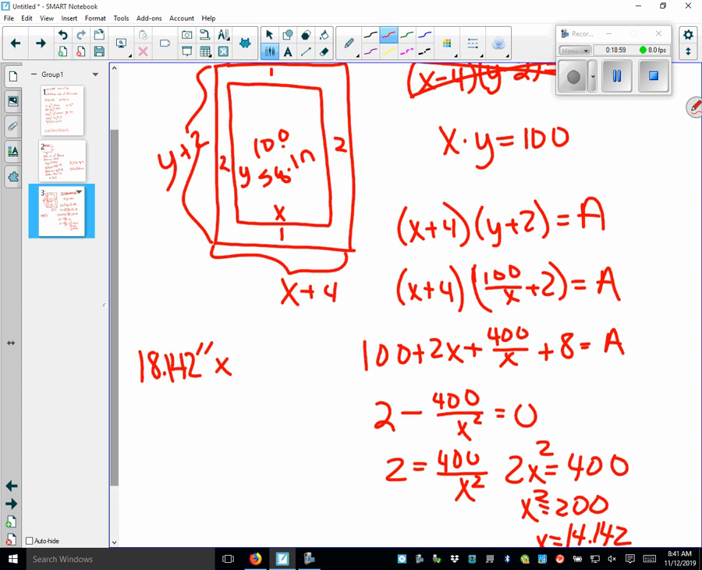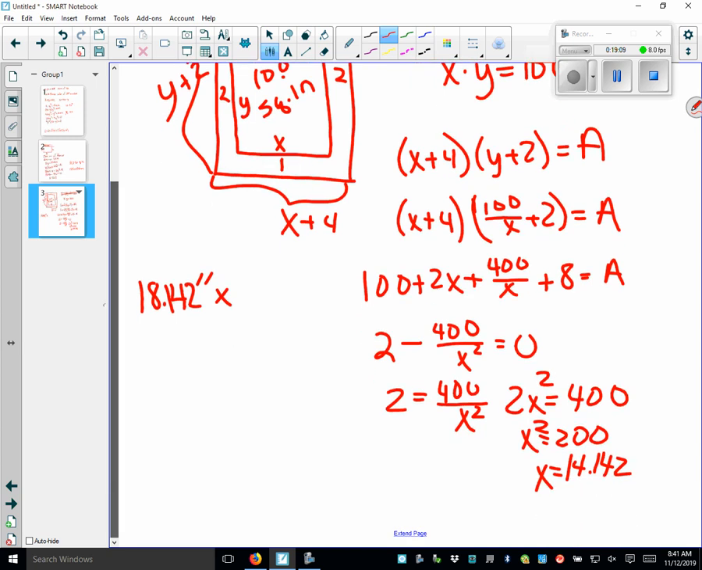That's 7.071. 7.071 plus 2, so 9.071. Does it matter which side? No. Just, did that make sense to you? Somewhat.